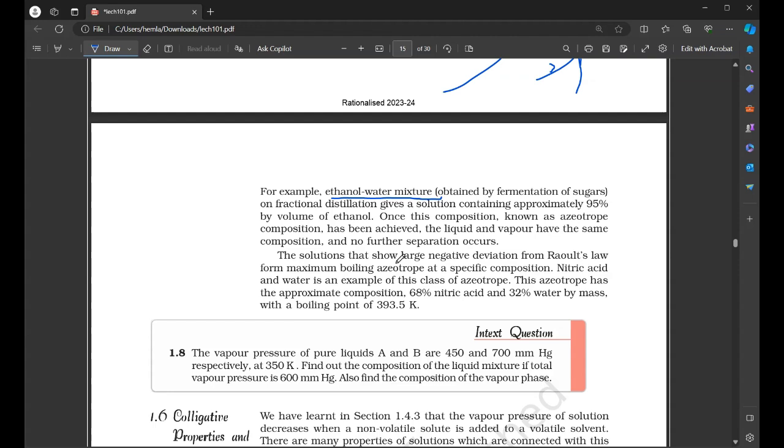Now, solutions that show large negative deviation from Raoult's law form maximum boiling azeotrope at a specific composition. Nitric acid and water is an example of this class of azeotrope. This azeotrope has approximate composition 68% nitric acid and 32% water by mass, with a boiling point of 393.5 Kelvin.